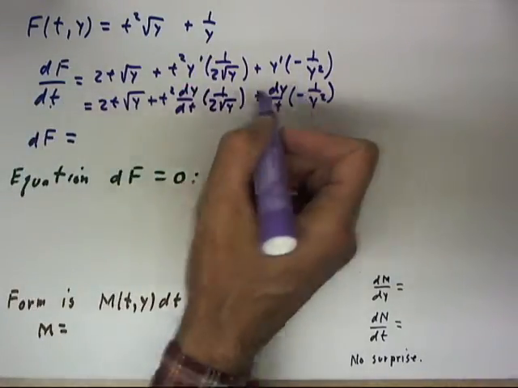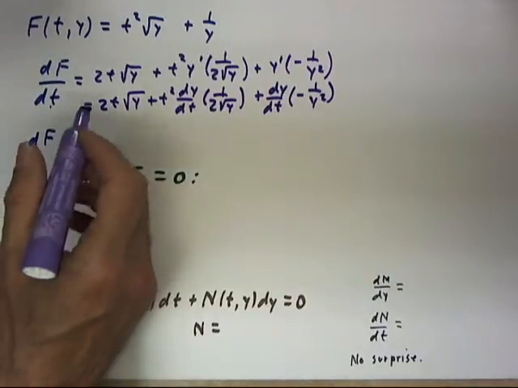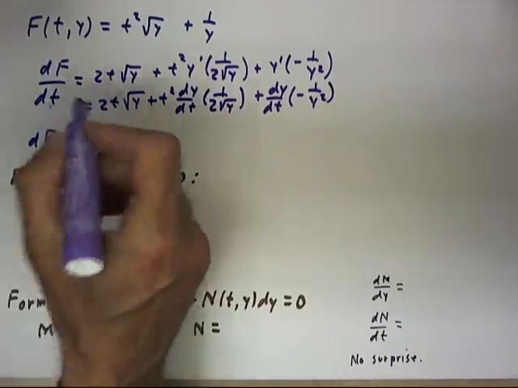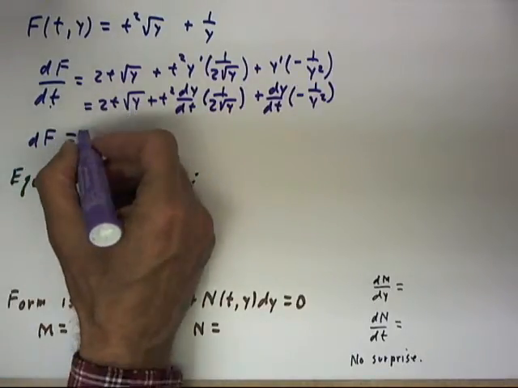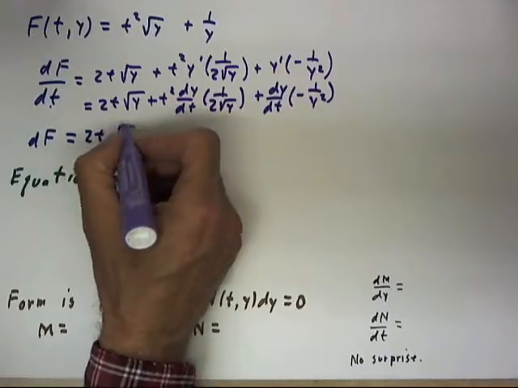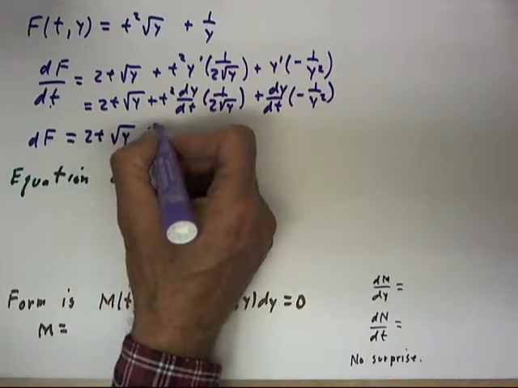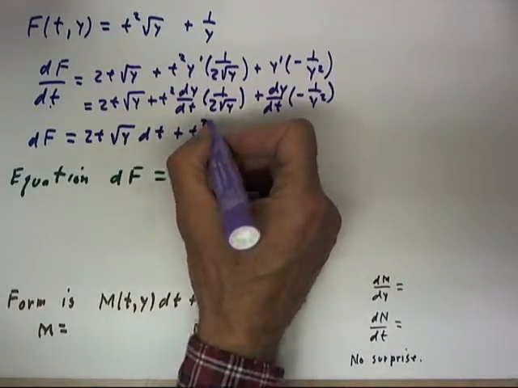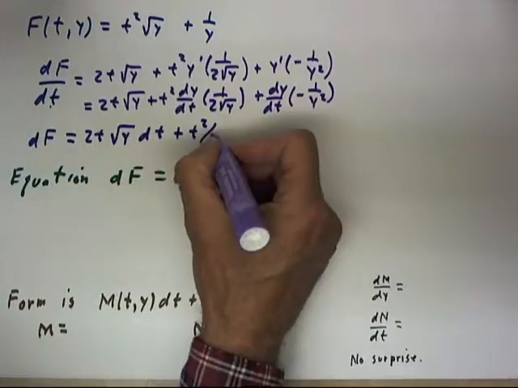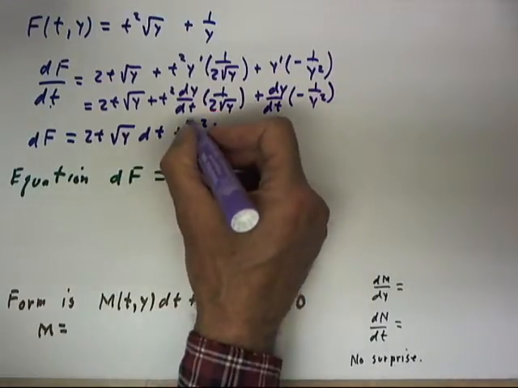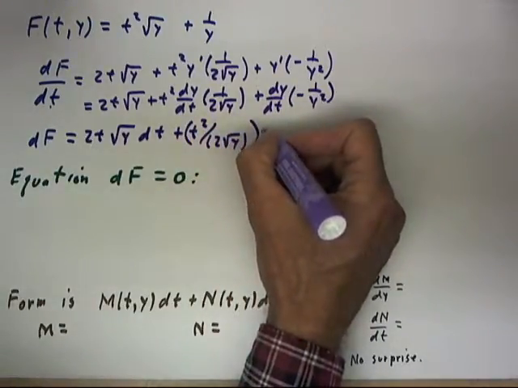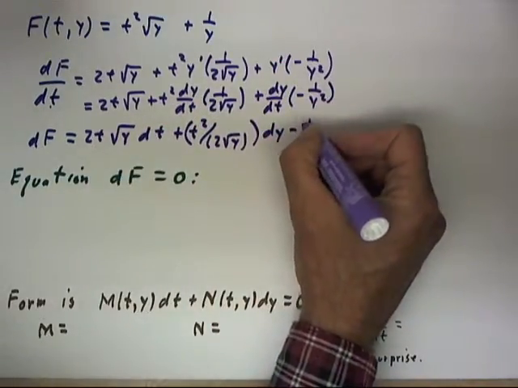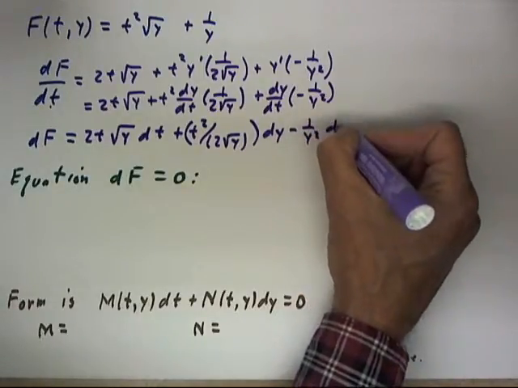So if df dt equals this, then what does df equal? Well, again, theoretically, it's not a multiplication by dt, but for the purposes of this course, we can kind of treat it that way. So we have 2t square root of y dt plus t squared over 2 square root of y, put that in parentheses, times dy minus 1 over y squared times dy.